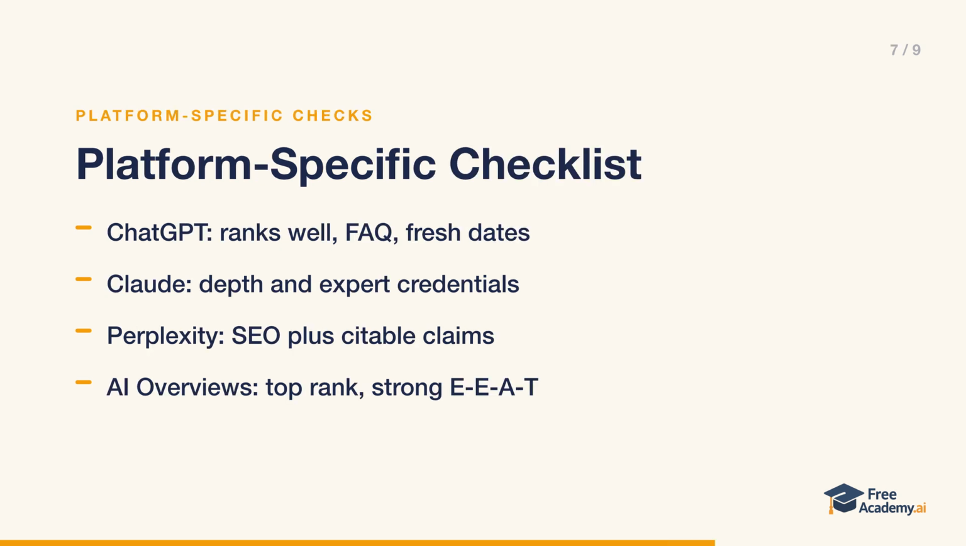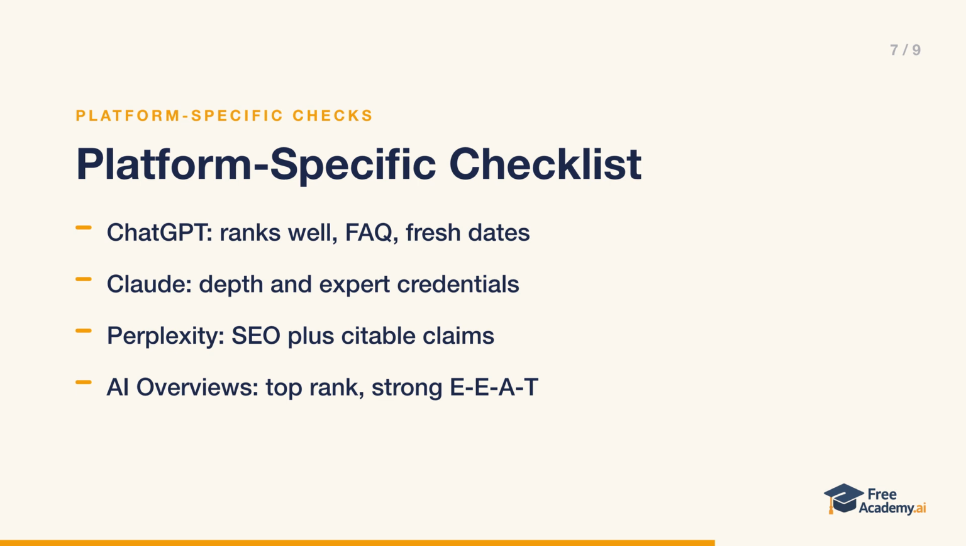Each platform rewards something slightly different, so the checklist splits by platform. For ChatGPT with browsing, content that ranks well in search, a direct question and answer format, FAQ sections included, and current dates and statistics. For Claude, comprehensive in-depth content, an authoritative presentation, expert credentials shown prominently, and downloadable resource quality.